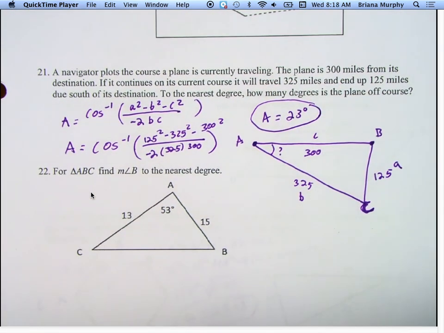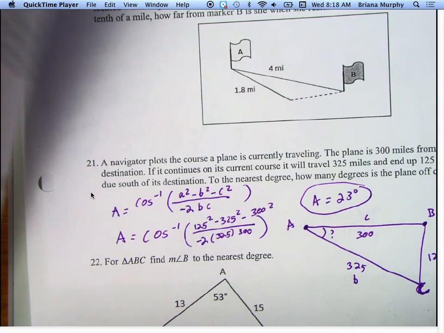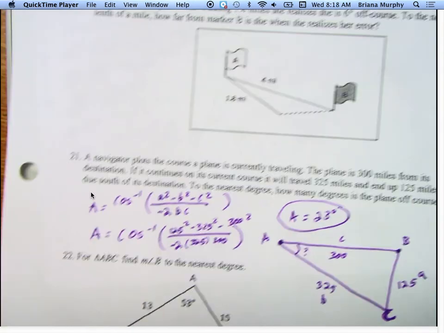How'd we do? That was horrible? I got it. It was good? Okay. So 22 problems seems like an awful lot, doesn't it? It's 23 degrees.